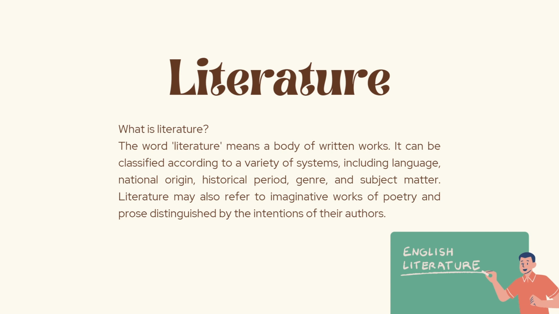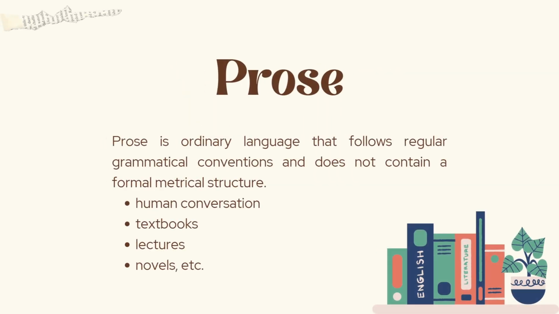In the landscape of literature, there are three major genres: prose, poetry, and drama. Prose. Prose is ordinary language that follows regular grammatical convention and does not contain a formal metrical structure. This definition of prose is an example of prose writing, as is most human conversation, textbooks, lectures, novels, short stories, fairy tales, newspaper articles, and essays.